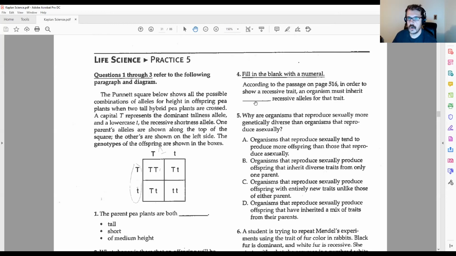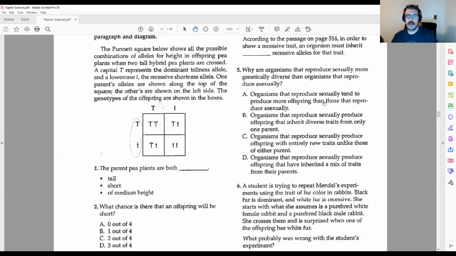Okay, so in order for it to show a recessive trait, we know that it has to have all recessive traits. If it has even one dominant trait, then it's not going to show the recessive trait. So an organism must have 2 recessive alleles for that trait is the correct answer. Okay, why are organisms that reproduce sexually more genetically diverse than organisms that reproduce asexually?